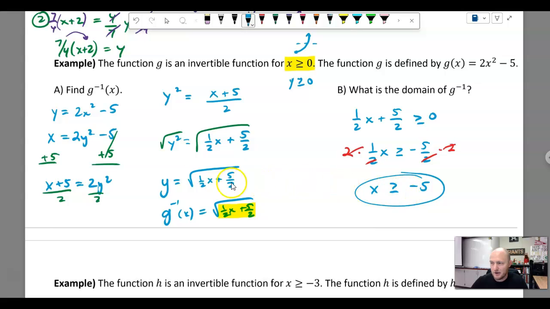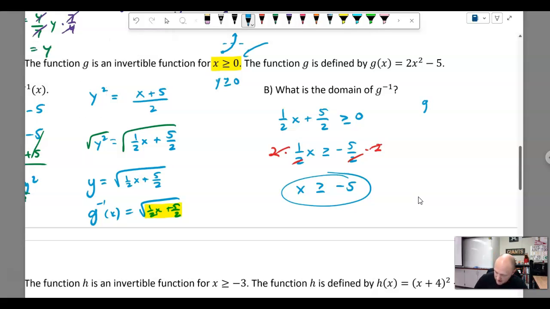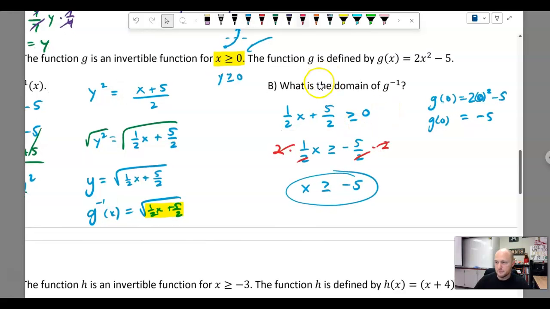So just saying, hey, you can't have any x values less than negative 5. The other way that you could look at this too is they give you an original domain value here, g of 0. That was your lowest value, right? So you could evaluate your original function, 2 times 0 squared minus 5, and that gives you negative 5. So right there, that means your lowest range value is negative 5, because this is upward opening. Okay, I kind of like this original option here, version A.